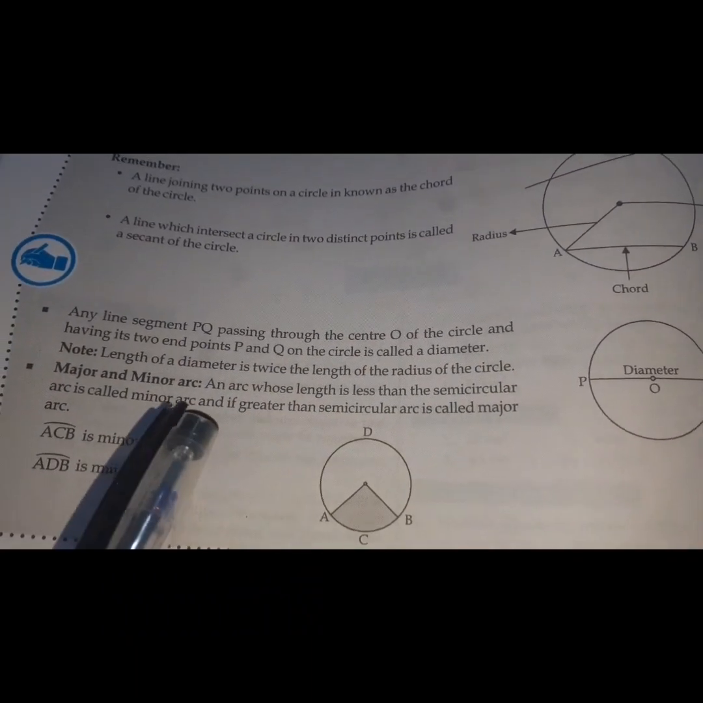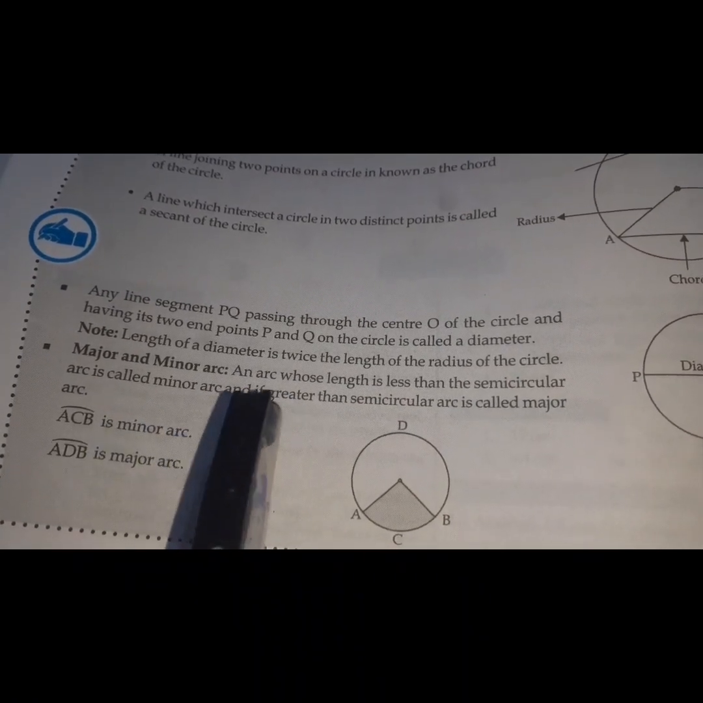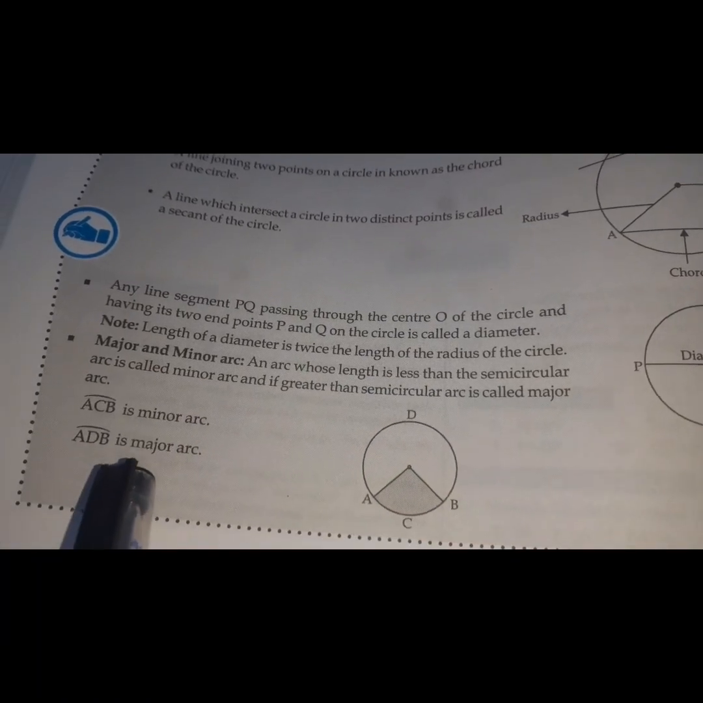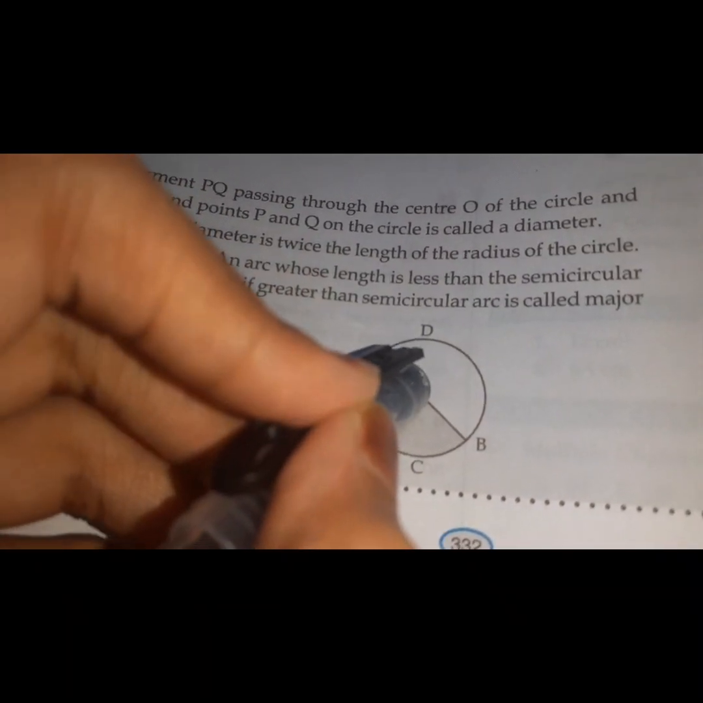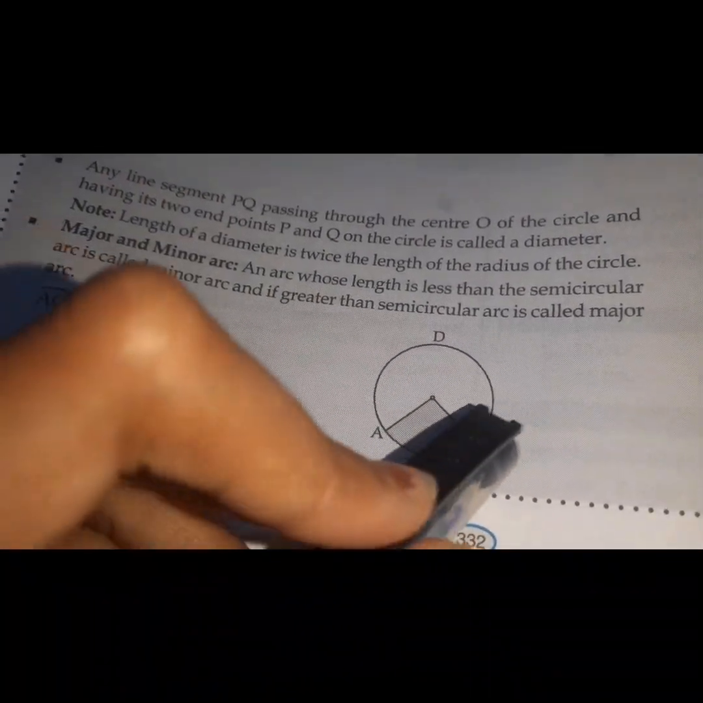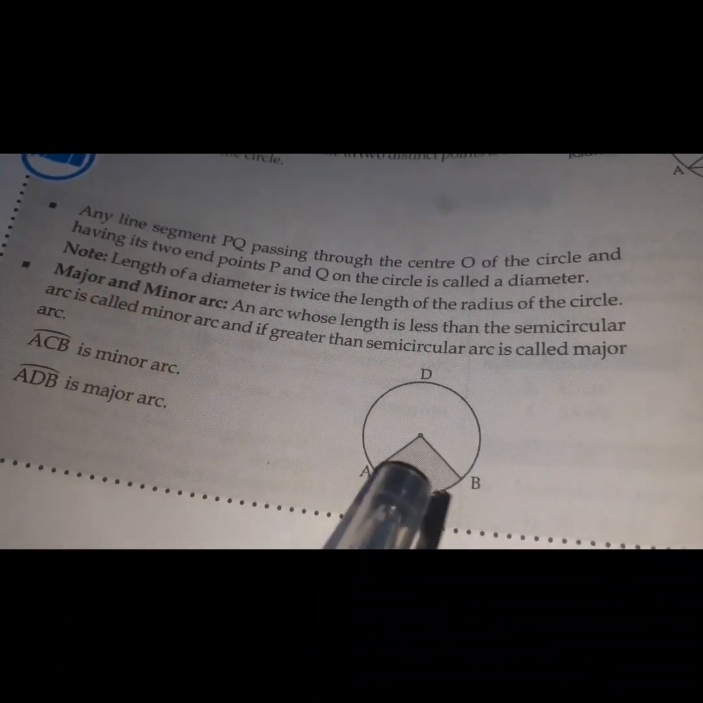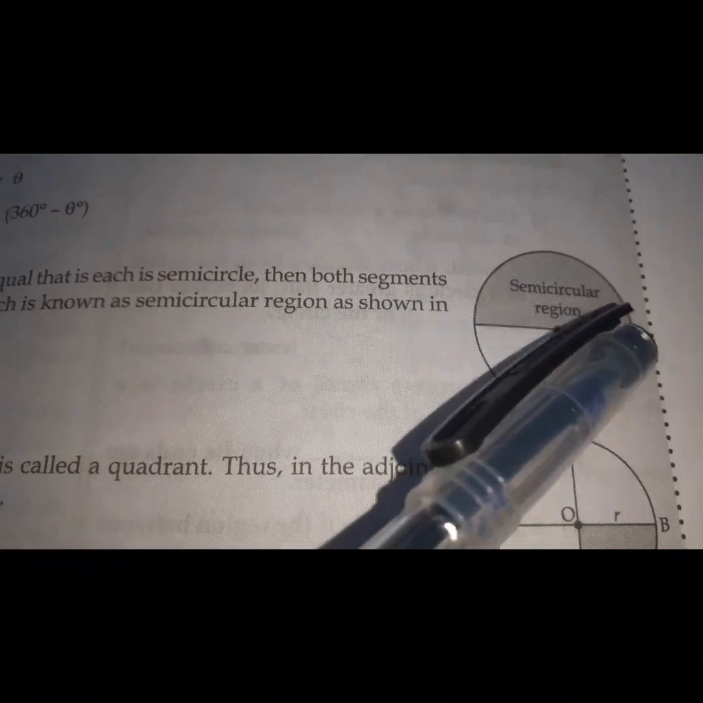I've already explained this. So, major and minor arc: an arc whose length is less than the semicircular arc is called the minor arc, and if it is greater than the semicircular arc, it is called the major arc. Suppose here in the circle we have AC, and suppose this point is O, though it is not labeled here. So OA and OB are the radii, and here ACB is the arc. We say that ACB is a minor arc because it is covering less than the semicircular region. What is the semicircular region? This is a semicircular region, wherein the diameter is passing straight through the center, the fixed point.